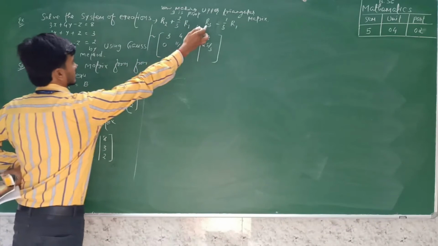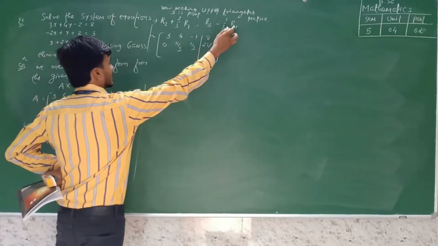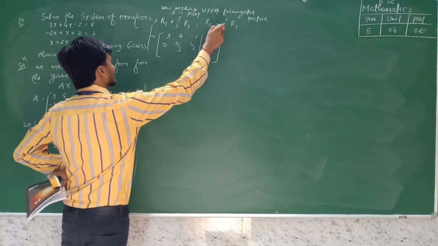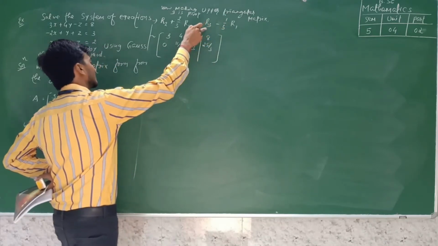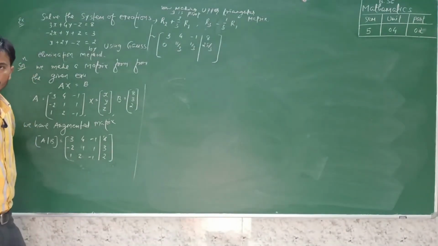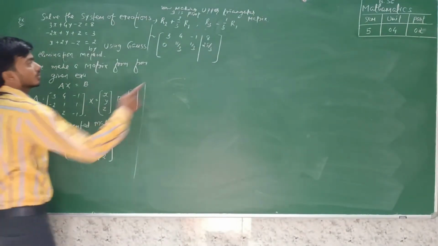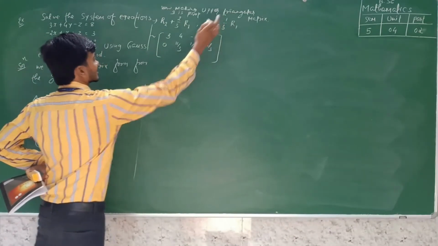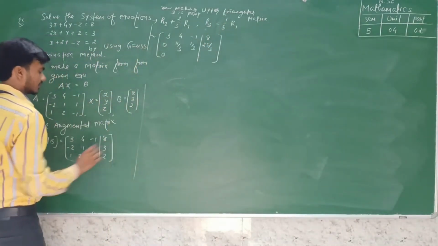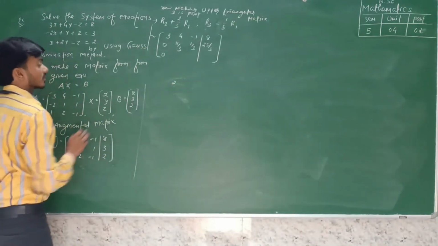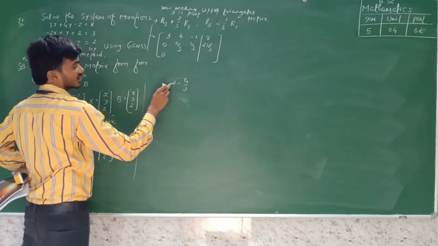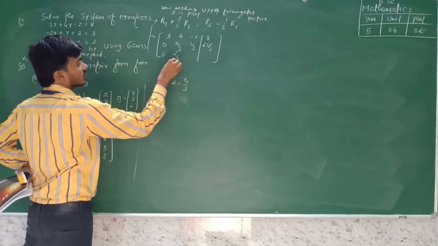Same process: every element of the first row is multiplied by minus 1 by 3 and this is added to R3, so changes will be in the third row of this matrix. 3 into minus 1 by 3 is minus 1, and minus 1 is added there, so that means 0. Here 2, 4 into minus 1 by 3 is minus 4 by 3, 3 into 2 is 6, 6 minus 4 is 2 by 3.